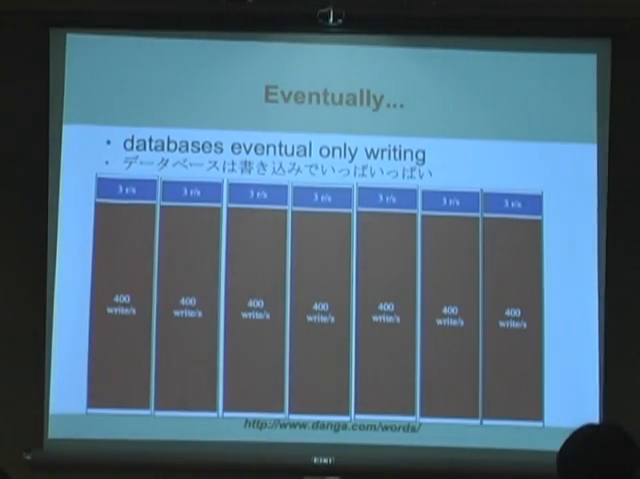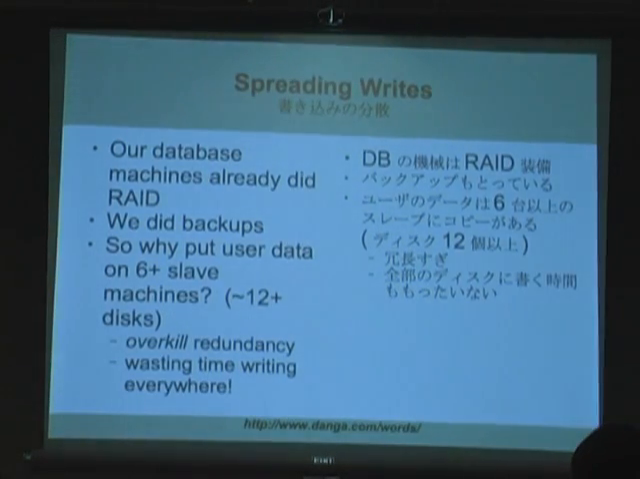So everything's good, the site is fast. And then you get like this. And do you like how the tops of these boxes aren't even lined up? That's how awesome I am at presentations. So yeah, eventually you just keep buying more databases, and the incremental benefit goes to 3 reads a second. So yeah, this doesn't work. So, I mean, we were thinking our databases already do RAID, we do backups. Why are we doing database writes for everything a user does to 12 disks? It's just overkill redundancy, and we're wasting time.